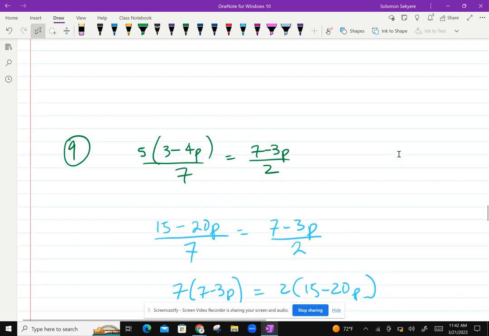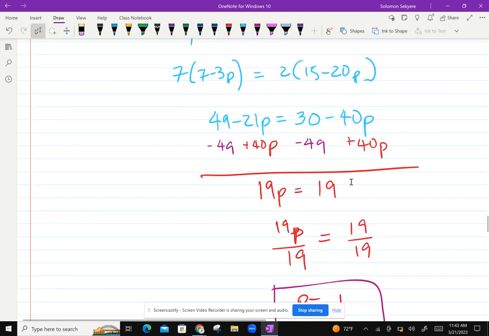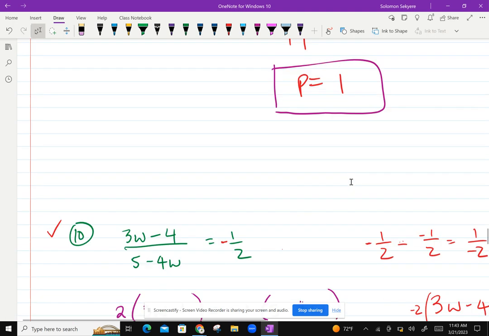Now you have this number 9 here. You see, you're going to cross multiply, but already there's a 5 multiplying through. So just go ahead and take care of that. So it becomes 15 minus 20p over 7 is equal to 7 minus 3p over 2. Then you cross multiply, right? Cross multiplication. That should be your p.